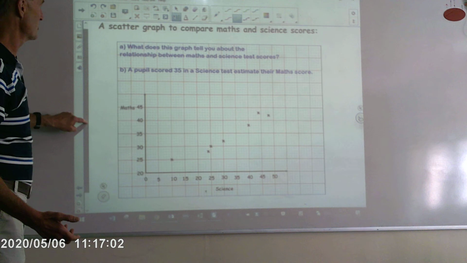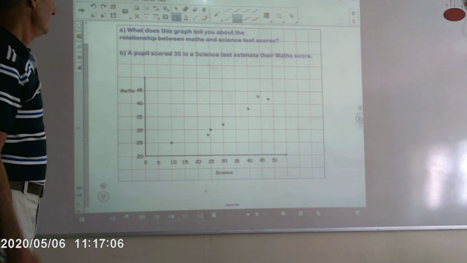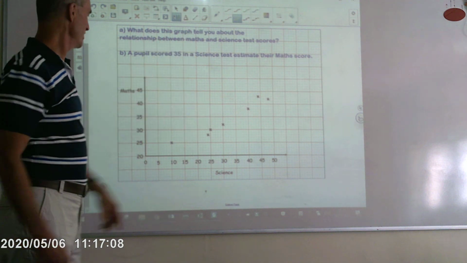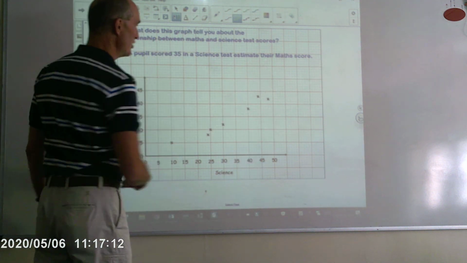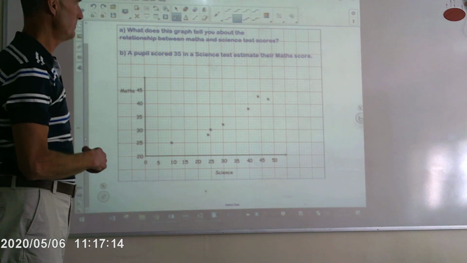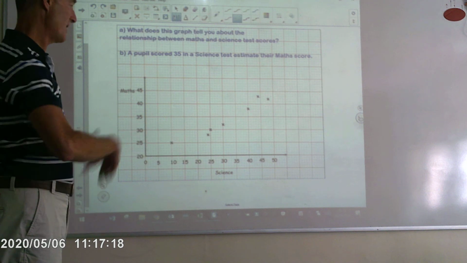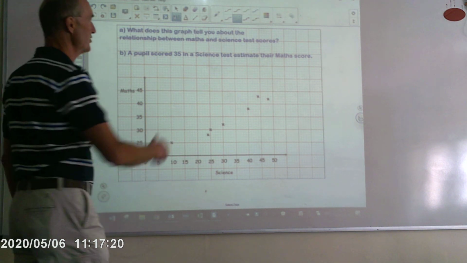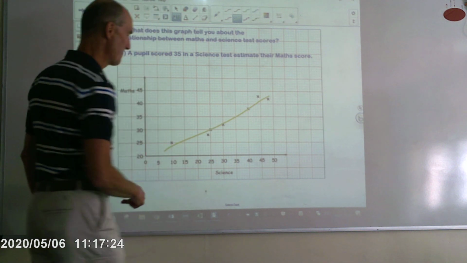Here's a little example here. Maths and science scores being compared. What does this graph tell you about the relationship between maths and science? Positive correlation. As science scores go up, maths scores go up, and vice versa. Positive correlation. We could draw a line of best fit there, something like that.